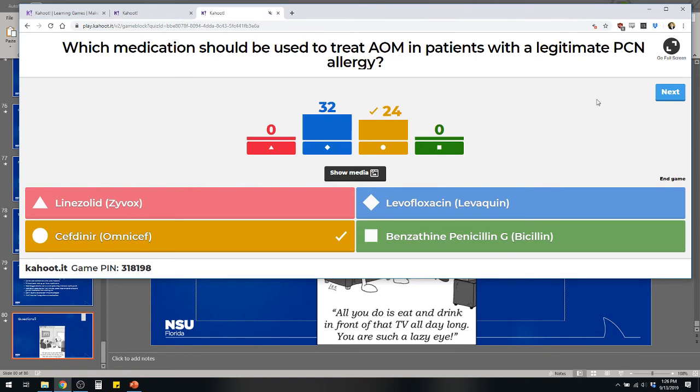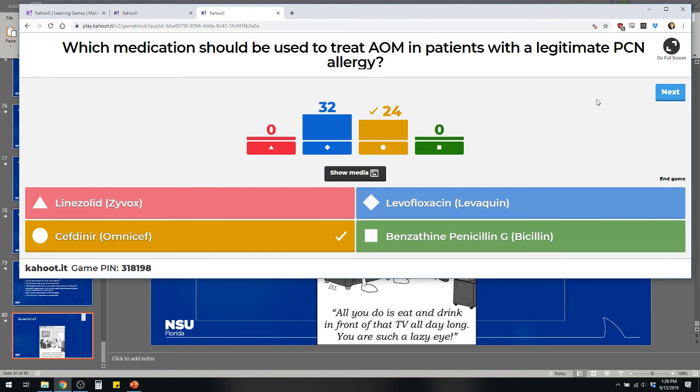So let's look at this. So these cases here, linezolid, would that be appropriate? Why not? Well, it's not. Also, it's not going to cover all the bugs you're looking for, right? So what would be the 3 main top bugs on your list causing AOM? Strep pneumo, H. influenzae, Moraxella catarrhalis, okay? So those are the 3 big ones you're going to be seeing in terms of AOM, right? Could be other stuff, but those are the 3 most common. That's what you'd be treating for. Benzathine penicillin G, why is that wrong?